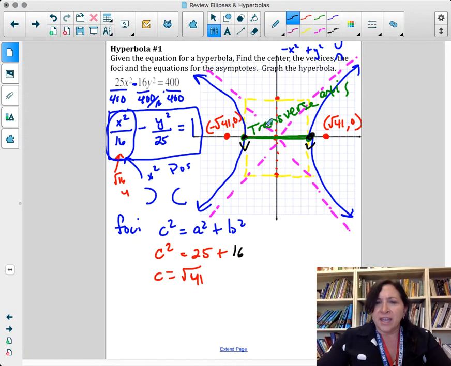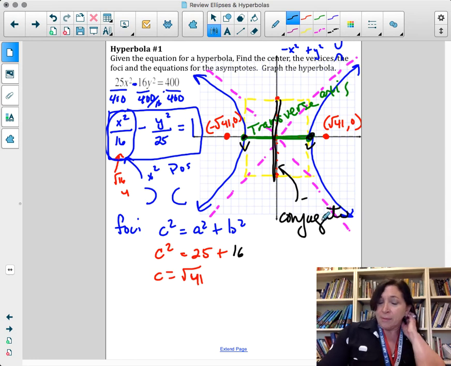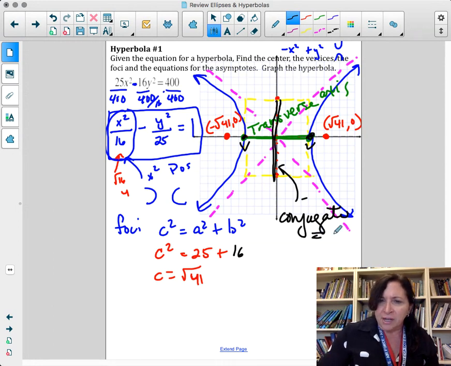The other axis actually has a name as well. This length here is called the conjugate axis. We don't really do anything with that, other than they may give you a conjugate axis and say come up with the equation. Sometimes you're going to be asked what the conjugate length is, and that would be just this length here times 2, which in this case would be 5 times 2, which is 10. So my conjugate axis has length 10, and my transverse axis has a length of 4 and 4, which is 8.